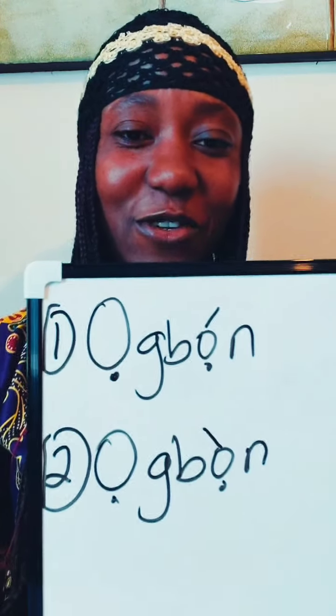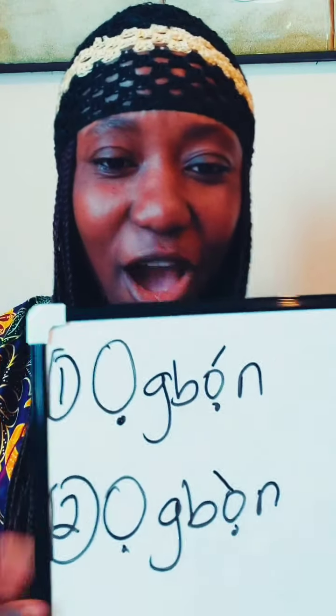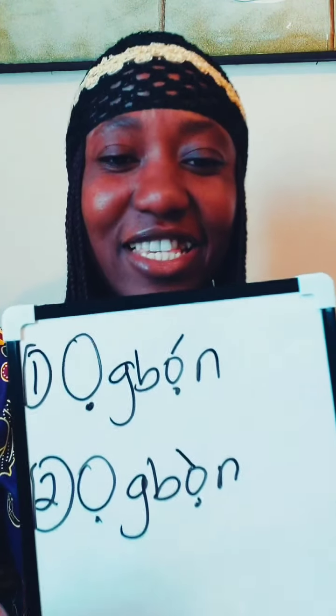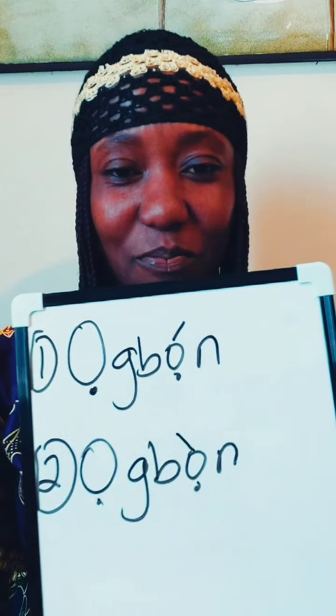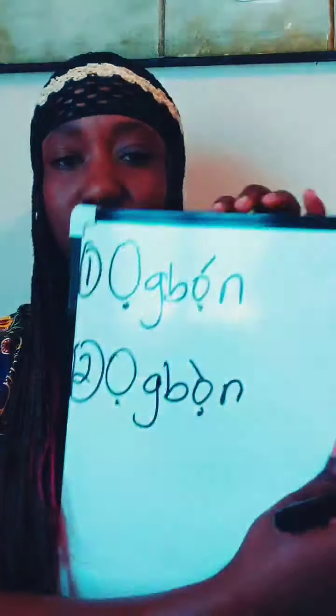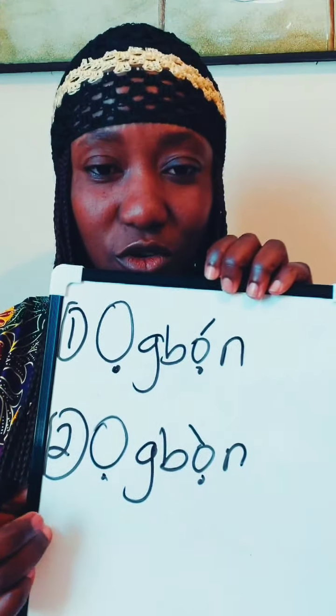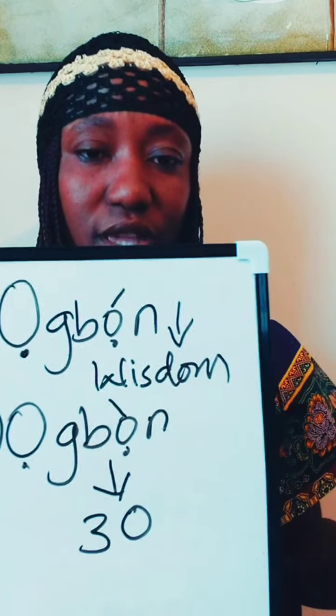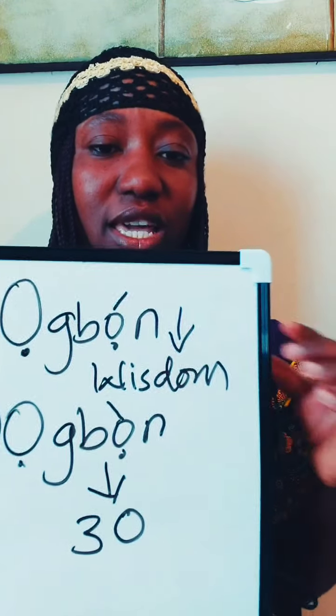So I'm going to try and pronounce it for you. Maybe you can guess. The first one is Ogbon, Remi. Oh, you're welcome. No worries. I'm happy to help. Yes. Number 1 is 30 and number 2 is wisdom. Oh, sorry. Number 1 is wisdom. Ogbon, Remi. This is Ogbon. This is wisdom. And this is 30. Ogbon, Redo is 30. And then Ogbon, Remi is wisdom.